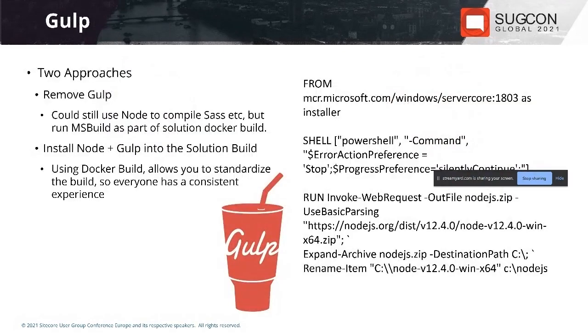And then lastly, for those that are upgrading, the most common scenario I run into is Gulp. Gulp usually exists as the old way of doing things. You can either choose to remove Gulp and use the solution build exclusively, but then you have to solve for maybe having to compile SASS files or whatever it may be. So I don't always tend to go that direction. I like to go with the second option, which is to install Node as part of your solution step, and then just run the Gulp process as part of that. I show an example here on the right of installing Node in there.